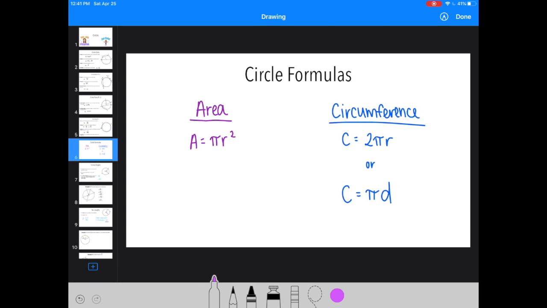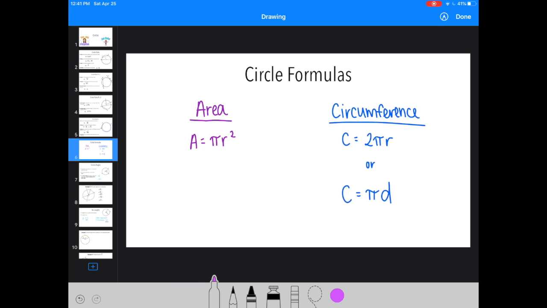All right, a little bit of review before we jump into this. Our circle formulas: area in a circle is equal to pi radius squared. And your circumference is equal to 2 times pi times radius, or pi times diameter. And we're going to be using forms of those equations later on.